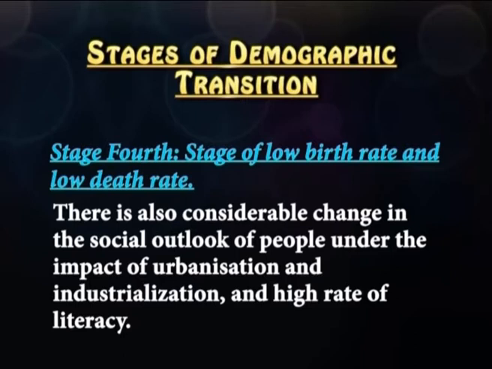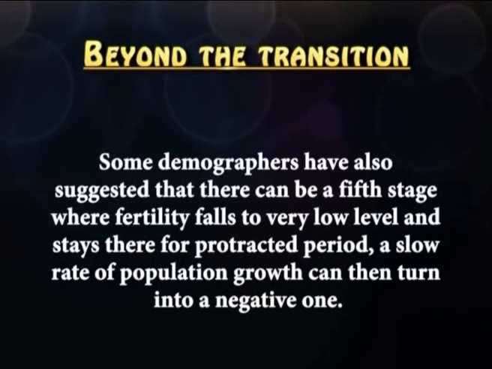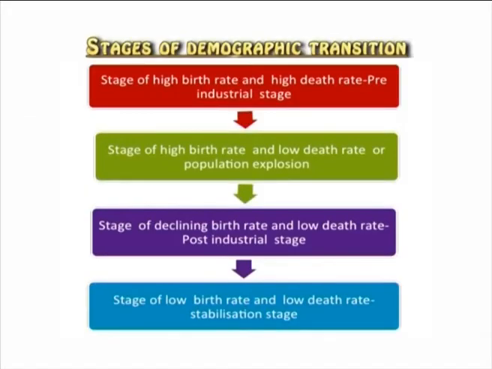Beyond the transition, some demographers have also suggested that there can be a fifth stage where fertility falls to a very low level and stays there for a protracted period. A slow rate of population growth can then turn into a negative one. Figure 1 depicts the different stages as discussed above.